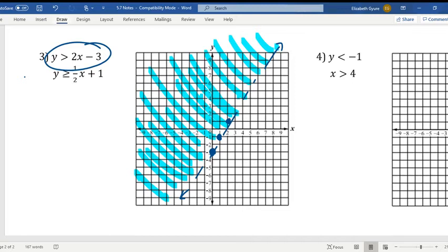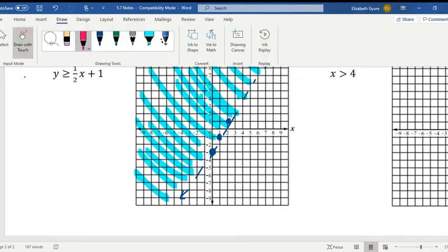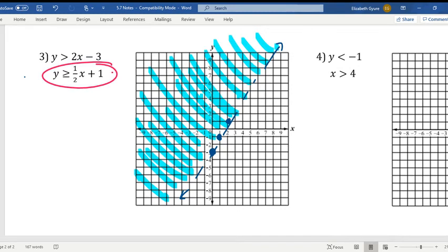So now let's take a look at the second equation. We got y is greater than or equal to 1/2 x plus 1. What is my y-intercept? Jake Sanders, what's my y-intercept?